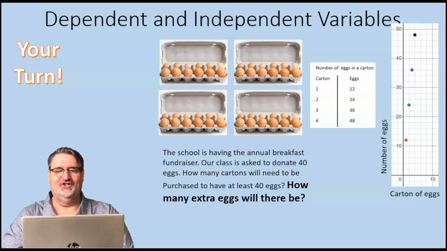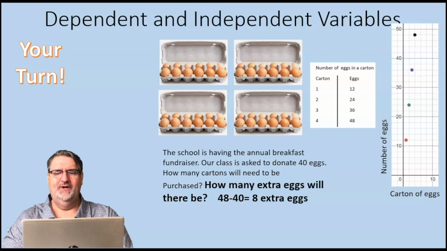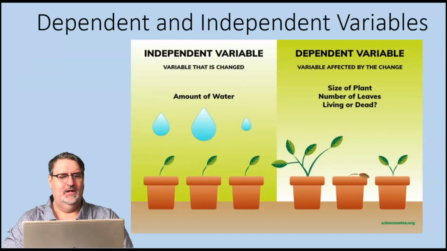But remember that question, how many extra eggs will there be? Well, it says that they need 40, but we have 48 eggs. So 48 minus 40 would be 8 extra eggs.